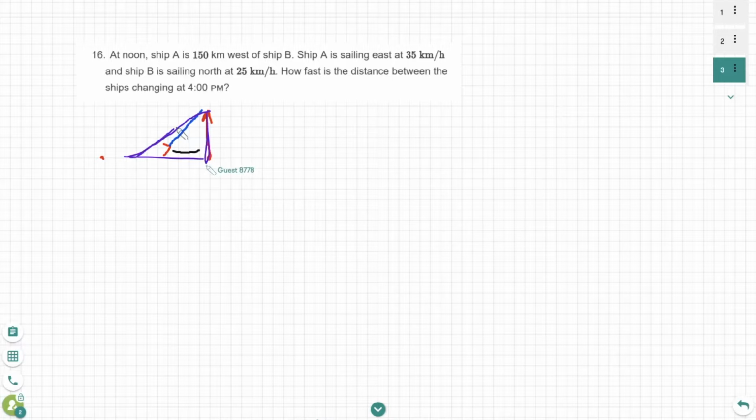So what I'm kind of thinking is this: at 4 p.m., ship A has sailed 140 miles, which means that this distance here would be 10. And then ship B has sailed 100 kilometers, so this distance here is 100.